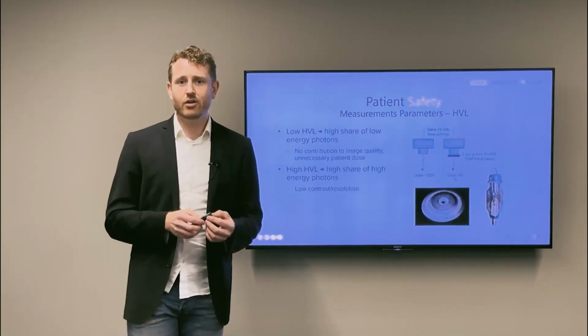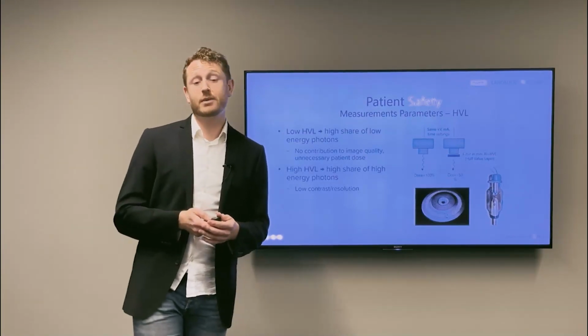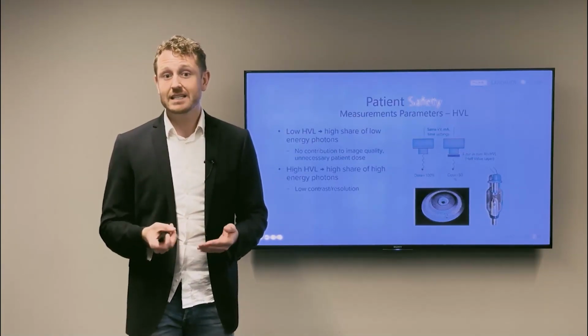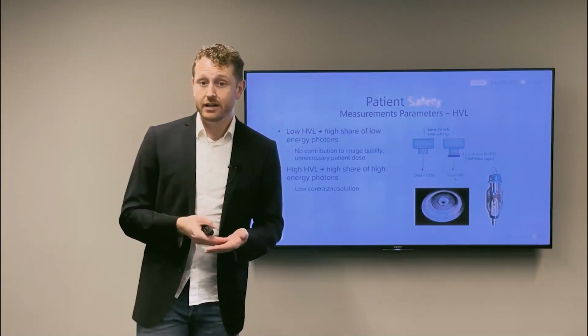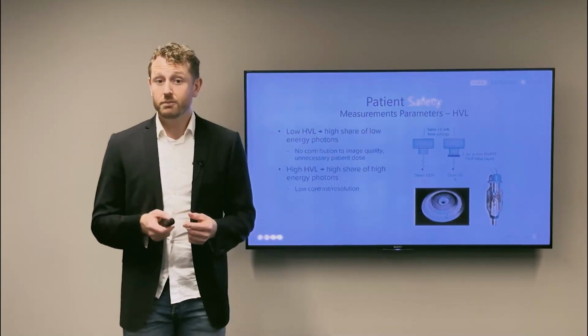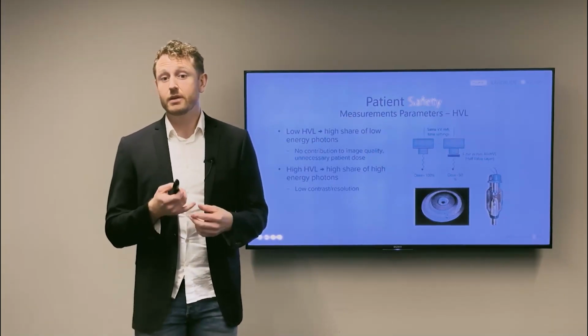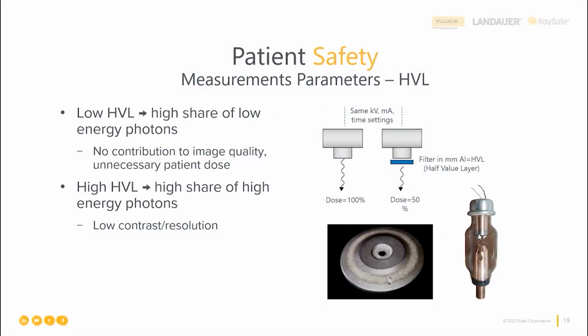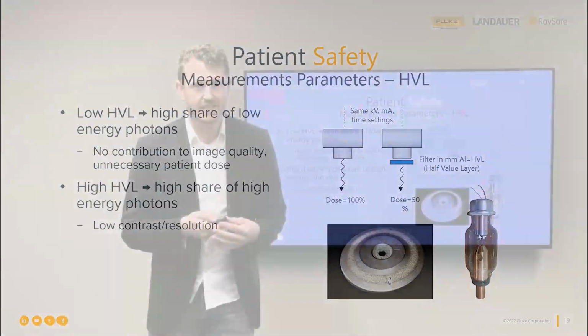Half value layer, or HVL, is a more abstract parameter explaining the machine output. One way to control the photon spectrum is by using filters. By adding filters, one will change the relationship between high and low energy photons. The optimal relationship between these two depends on the modality and which part of the patient is being imaged. One parameter used to explain this photon relationship is HVL, the half value layer. It is defined by how much aluminum one needs to decrease the dose to 50%.